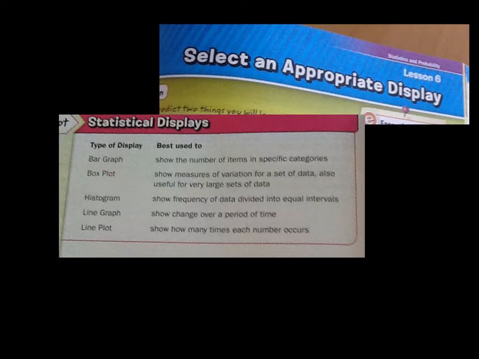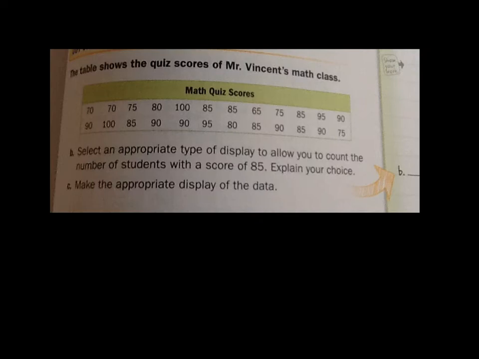A box plot shows measures of variation for a set of data, also useful for very large sets of data. A histogram shows frequency of data divided into equal intervals. A line graph shows change over a period of time, and line plots show how many times each number occurs. So these are all the different types of graphs we've talked about, and now we need to look at some information and decide which one would be the best. So let's look at some examples.